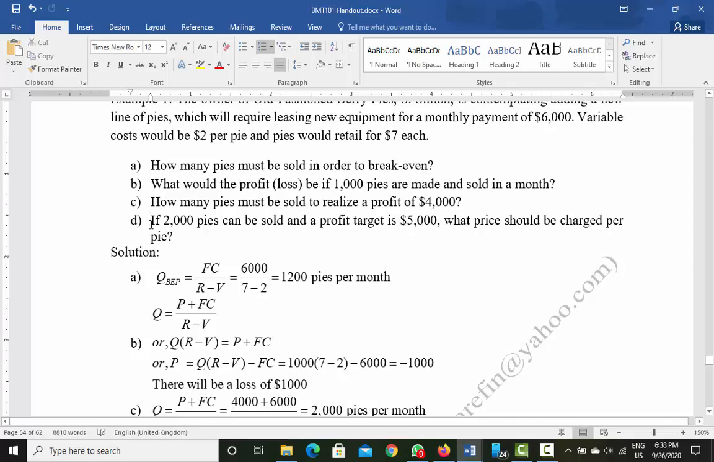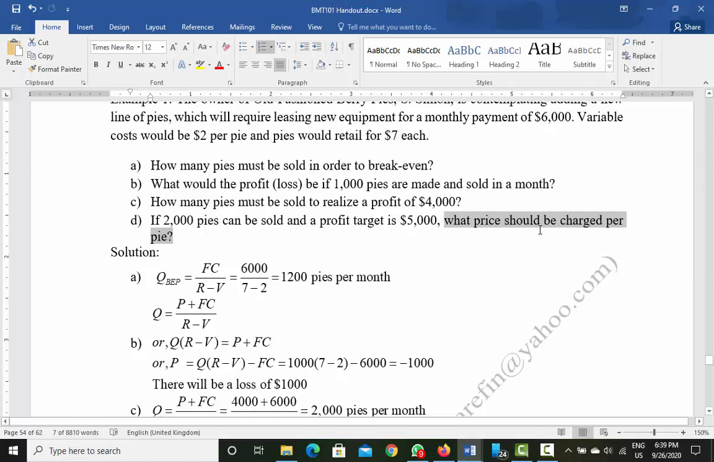Next question. If 2000 pies can be sold and the profit target is $5,000, that means this is the value of Q, quantity, and the profit target is $5,000. So profit P is equal to $5,000. What price should be charged per pie? That means what should be the price of each pie?